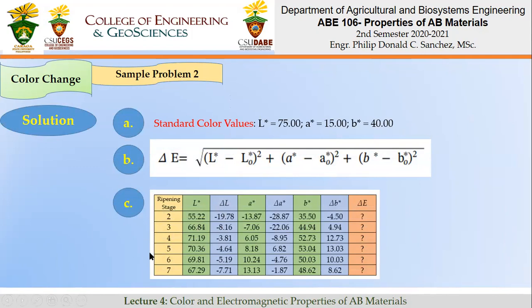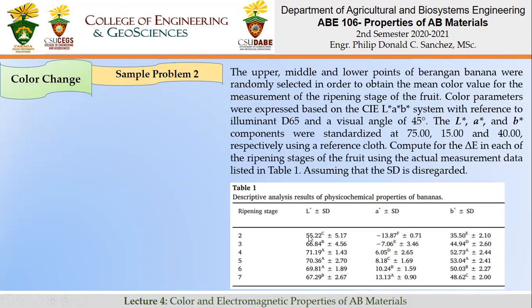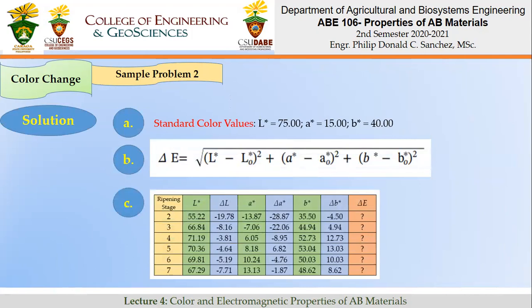This is just tabulated, the measurements are direct. You just review, okay? So 55 minus 75 is your value. 55.22 minus 75 is negative 19.78. And then 66.84 minus 75, and 71.19 minus 75 is negative 3.81. Same with A, but your standard for A is 15. Your standard for B is 40. So you can get the difference.